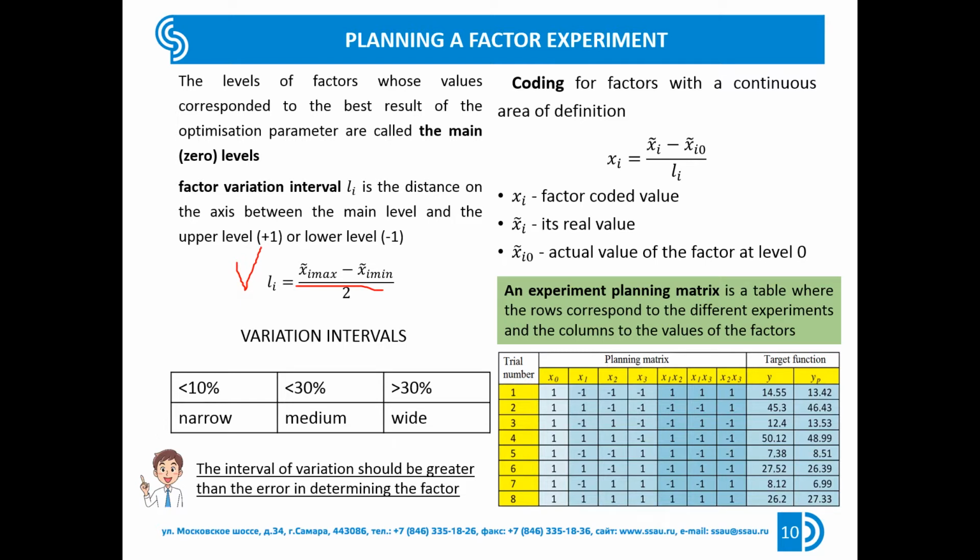The interval of variation should, on the one hand, be larger than the measurement error of the factor value, and on the other hand, it should be restricted above and below, so as not to exceed the factor's area of definition.